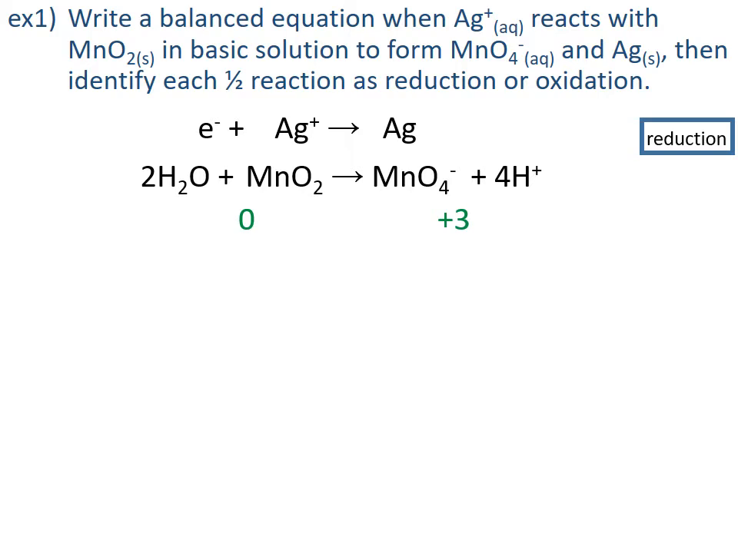So to balance charge, I will need more negatives on the right-hand side. And if I add 3 electrons, the left side now equals the right side in charge. And since the electrons are on the right-hand side, that means the electrons are leaving. And when I lose electrons, that is oxidation.